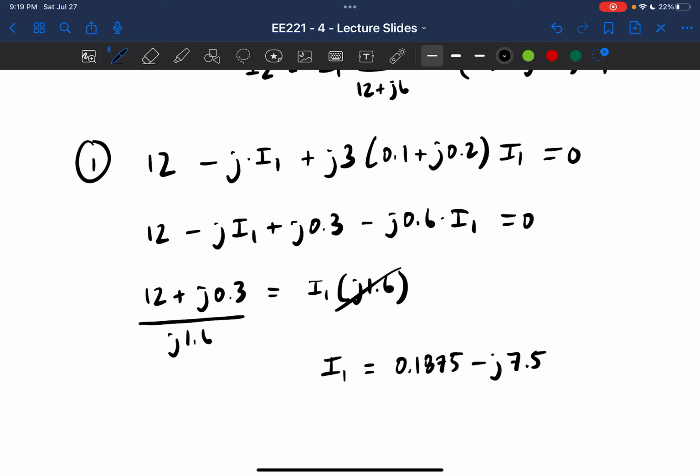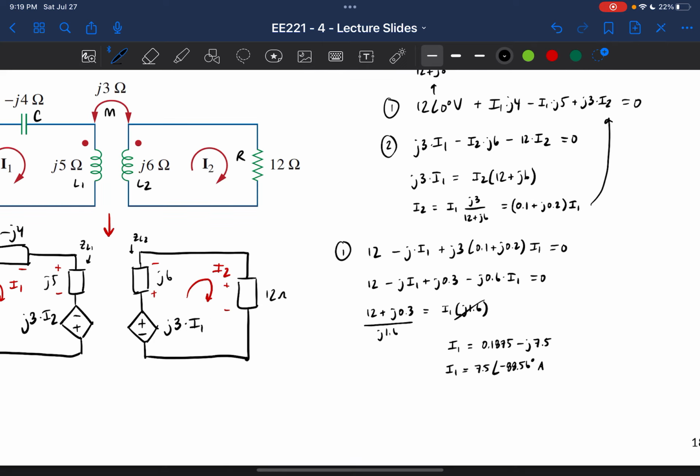Yeah, something probably went wrong. I must have made a mistake somewhere. I1 is equal to 7.5 angle negative 88.56 degrees amps. Either I made a mistake or the book made a mistake, and I think it's probably more likely that it was me.